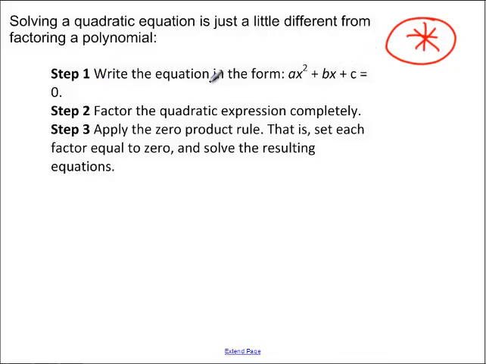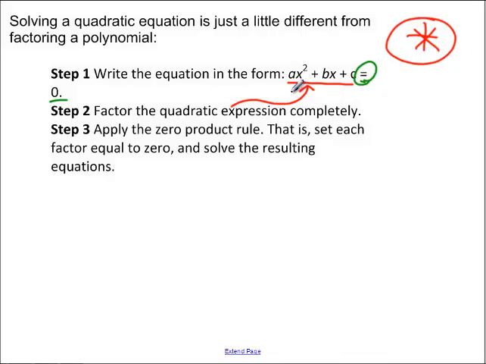Essentially what we're going to do is write the equation in the form ax squared plus bx plus c, everything on one side, and then equals 0 on the other side. So I'll put that equals in circle. Everything on one side equals 0 on the other. And then on the left side, factor that quadratic equation completely. How do we do that? Look at section 6.1 through section 6.6.